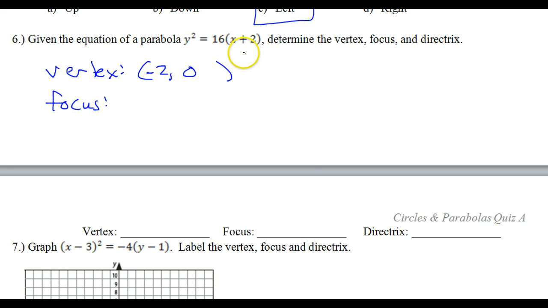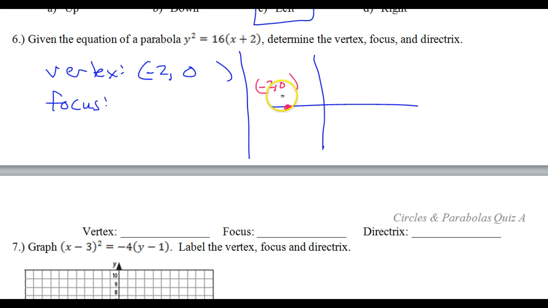Oh man, I got to do a picture, don't I? Well, this is y squared again, so I know it's sideways. I know it's going to the right. So when I draw my picture, it's going to be this kind of a thing. Negative 2, 0 is like here, say. Okay, so this is the point negative 2, 0. This is the vertex. I know that it is going to the right because the y is squared and it's positive, so I know it's doing this type of thing.